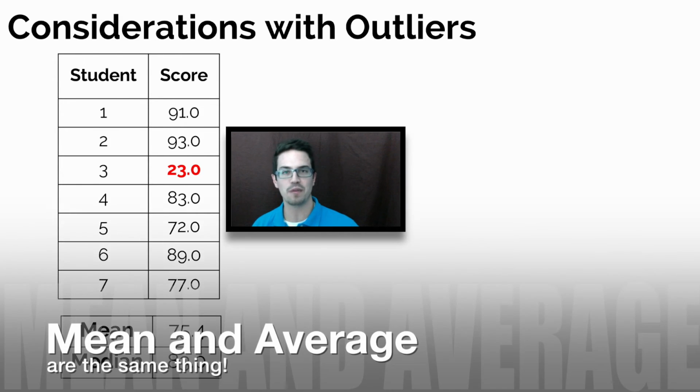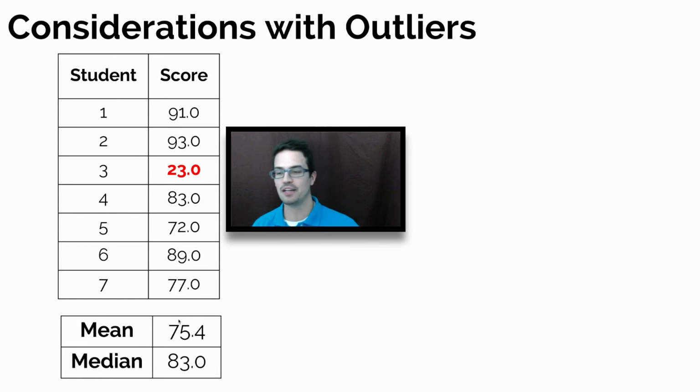So if you look down here, the mean, which is the average of all of these numbers, so I added up all these numbers and divided by 7, and you get the average of about a 75.4. And then we get a median of 83. Now basically this 75 right here is not really showcasing this data very well.